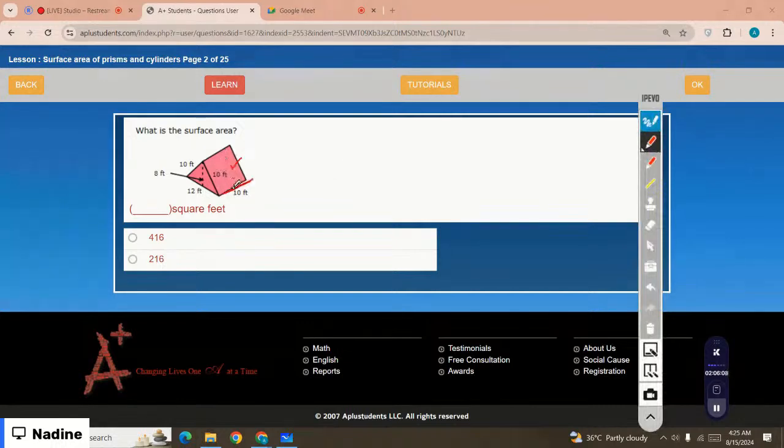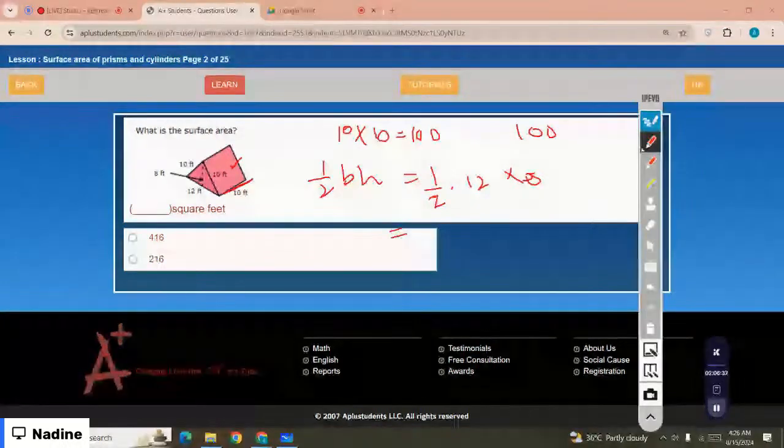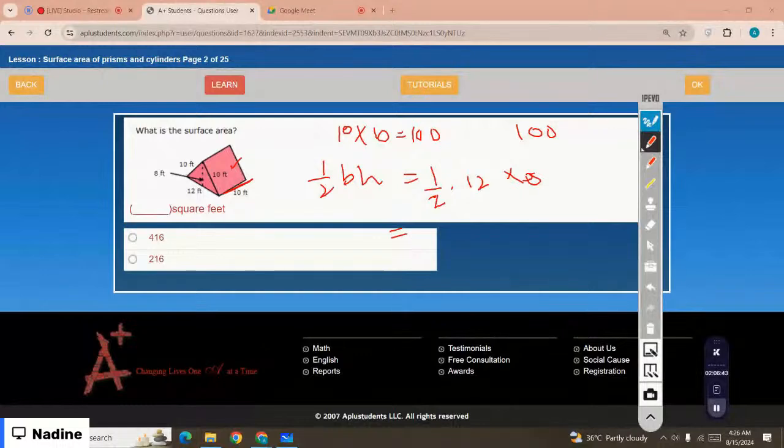So this side has the dimensions 10, 10. So that is 10 times 10 equals 100. The other side you have exactly the same area. Now calculate the area of the triangular shape, right? So the area of a triangle is half times base times height. So that is half, base is 12 and height is 8. So 12 times 8 is 96, divided by 2, that is 48. So the area of the triangular face is 48. On the other side, you have the same face.